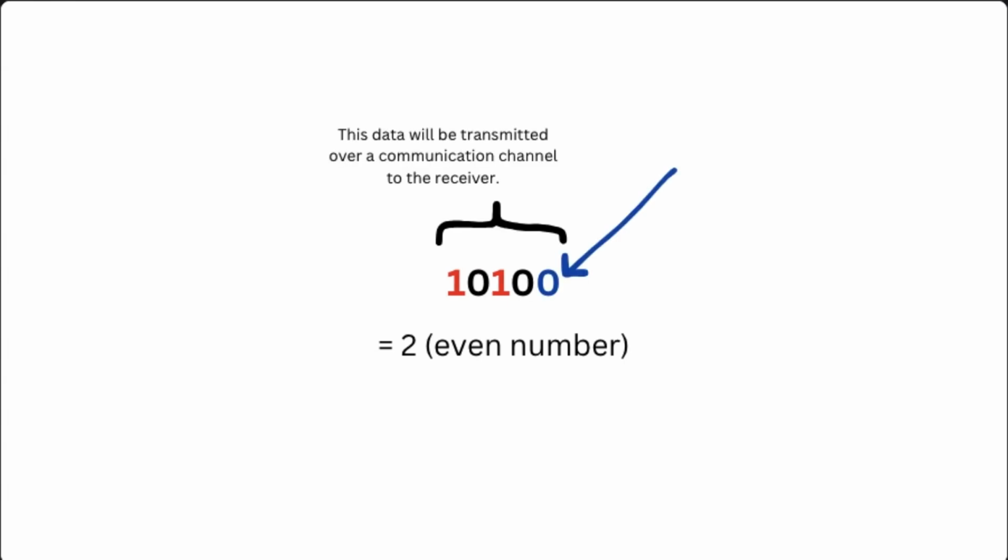To better understand this, let's have this example. If the original data is 1010, let's first count the number of ones. The number of ones in this data is 2, which is an even number. The parity bit added will be 0 to keep it even. Thus, the number will be 10100. This data will be transmitted over a communication channel to the receiver.